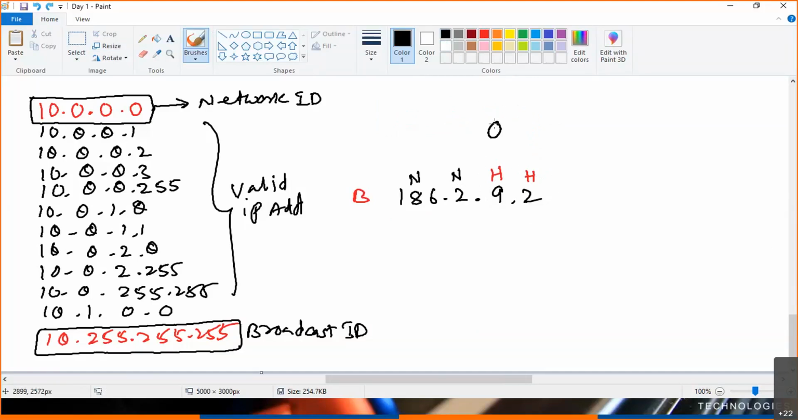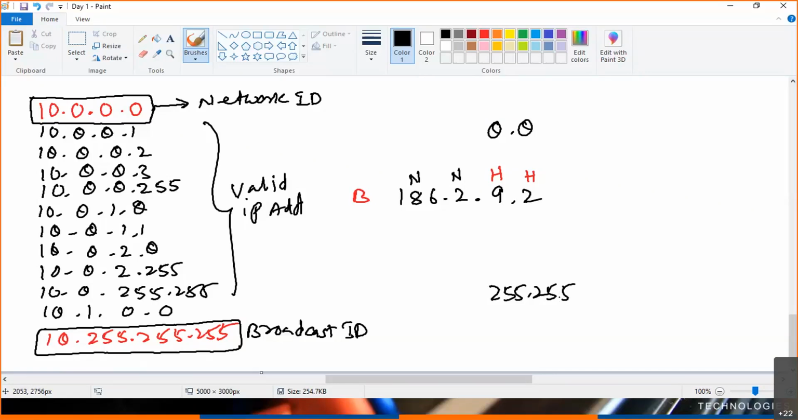Zeros in the host portion is the network ID. 255 in the host portion is a broadcast ID, with respect to any class: Class A, Class B, Class C. The whole host portion, if you make it zeros, is the network ID. In the host portion, all 255s is the broadcast ID.